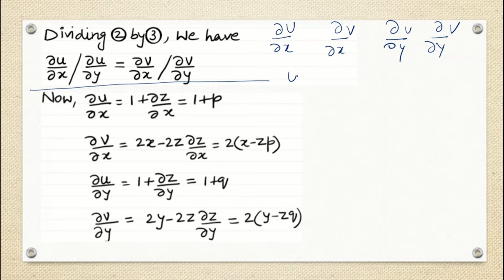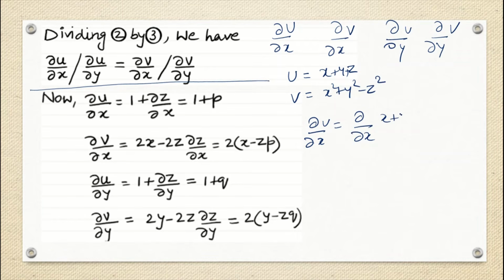And what is my u? I am just writing down u and v here. So u is x plus y plus z, and v is x square plus y square minus z square. So what is my del by del x of u? This is nothing but del by del x of x plus y plus z. That means you can write del by del x of x plus del by del x of y plus del by del x of z.